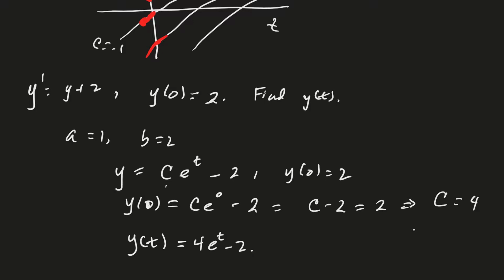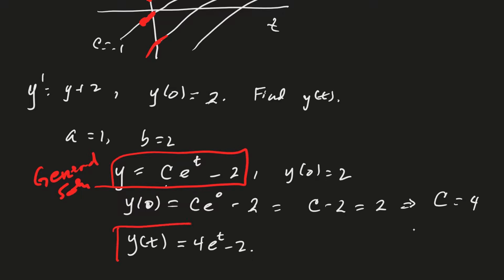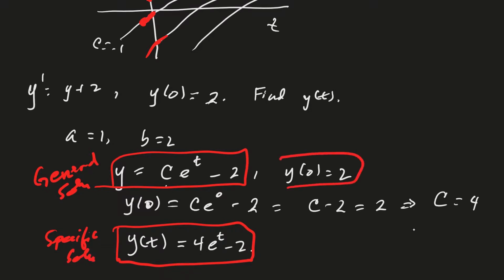Good. Now, just for some vocabulary, this again is the general solution, and this is our specific solution. And this was our initial condition. Okay, so we use the initial condition in order to go from a general solution to a specific solution. Good. Now I think you're ready for the homework.